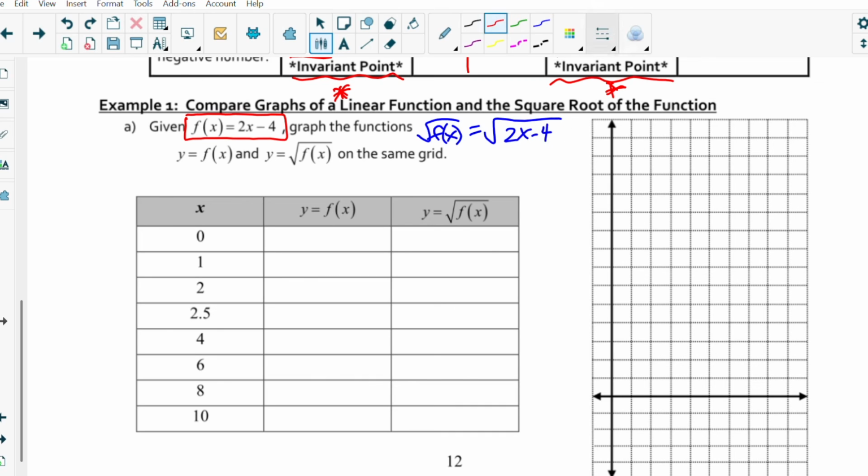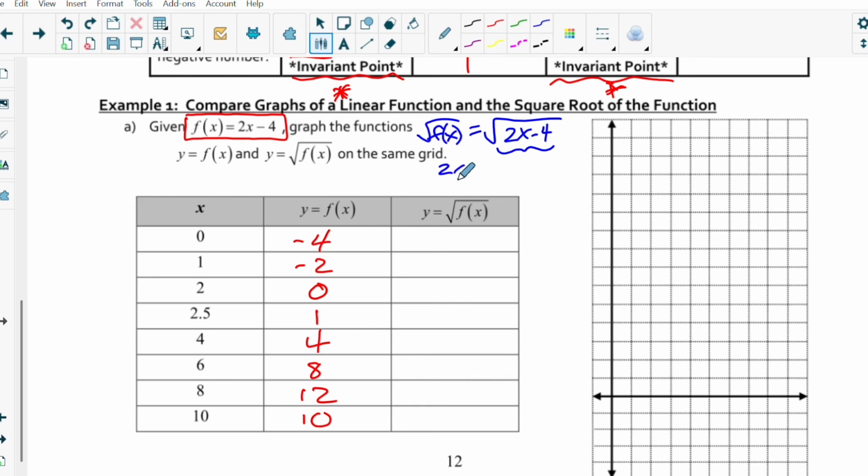All right, so let's take a look. First, the linear function. When x equals 0, y equals negative 4. And then these, we all know how to graph a line, so negative 2, 2 and 0, 2.5 and 1, 4 and 4, 6 and 8, 8 and 12, and 10 and 16. So for y equals f of x, well, I have x equals 0.